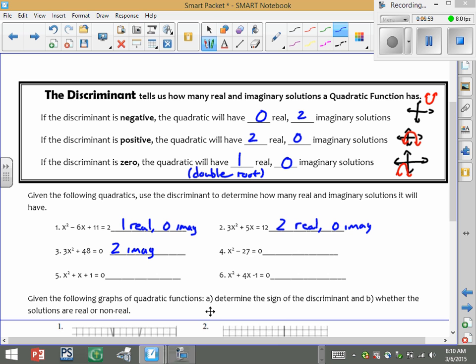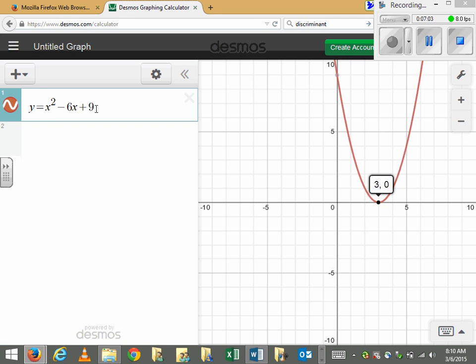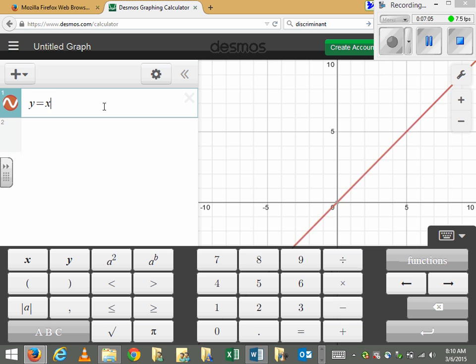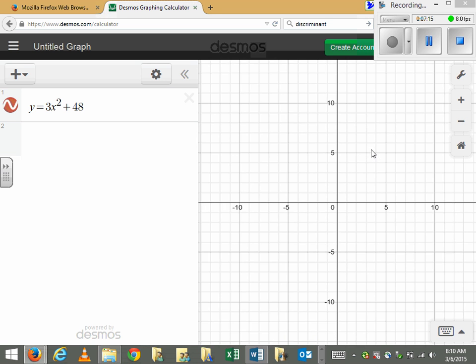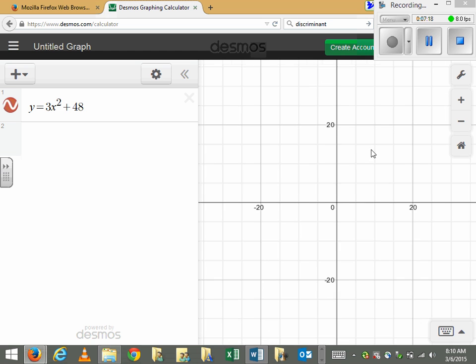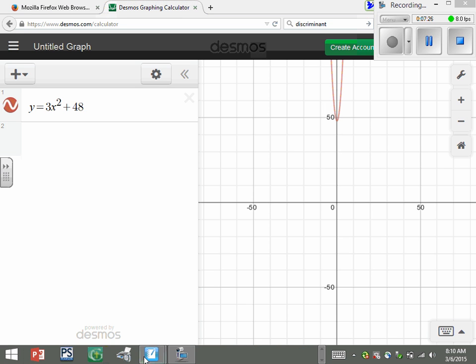So again, if I go over to Desmos, like I was doing before, I can take a look at this. So my equation this time, y equals 3x squared plus 48. The original graph, I don't see anything, so let me zoom out, zoom out, zoom out. There it is. And sure enough, this thing doesn't touch the x-axis, so I have 2 imaginary solutions.